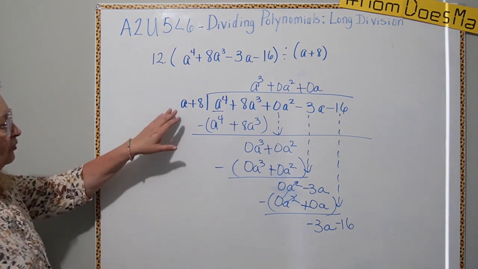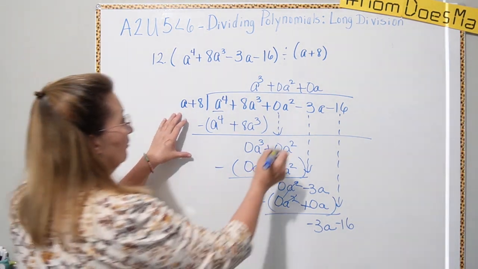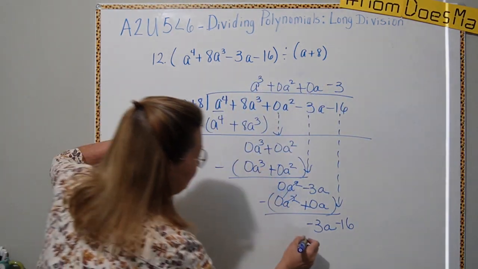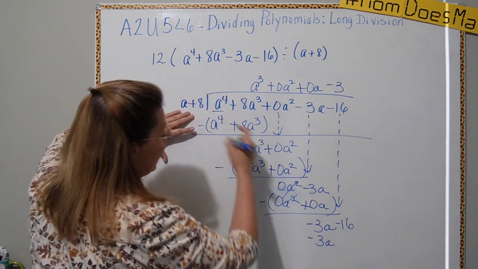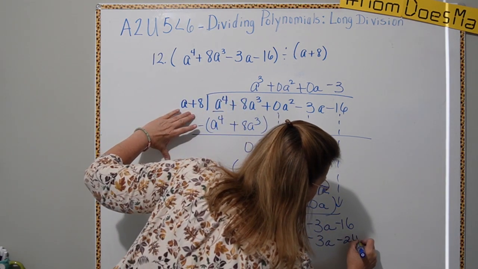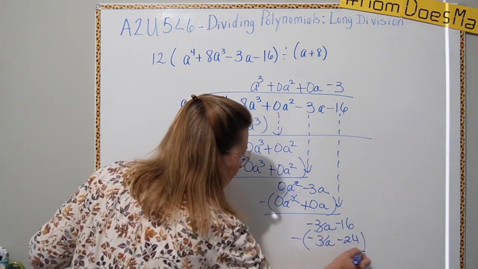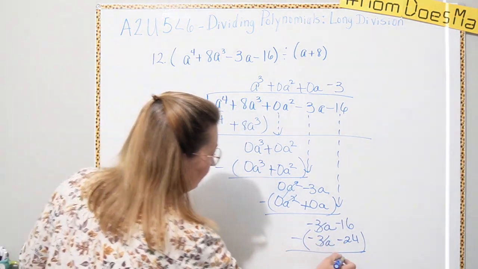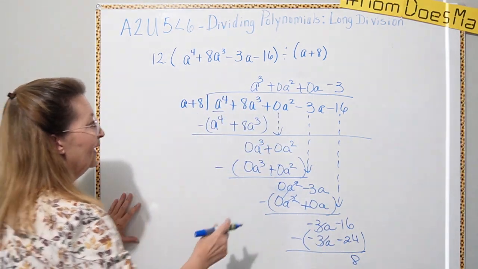Once again, what would I multiply a by to get negative 3a? Well, by negative 3. So negative 3 times a is negative 3a, and negative 3 times 8 is negative 24, okay? Let's subtract. These two cancel, so negative 16 plus 24 will be positive 8. Now remember, that's going to be your remainder.